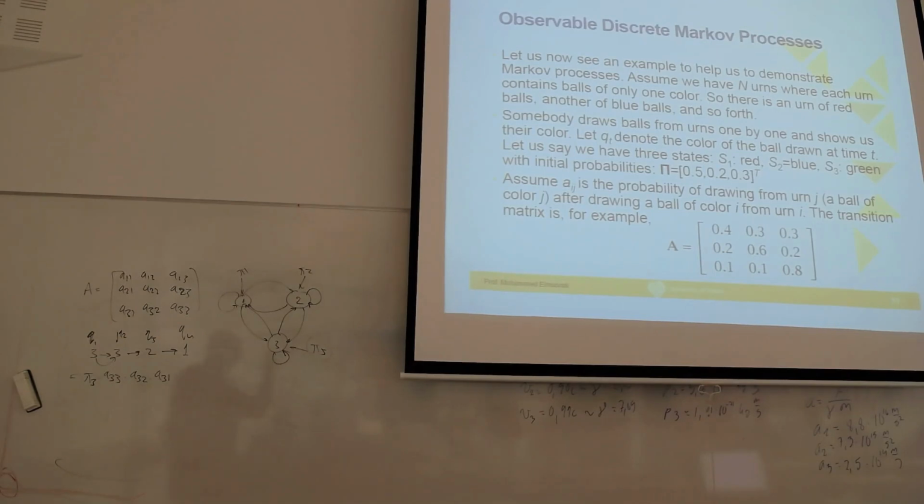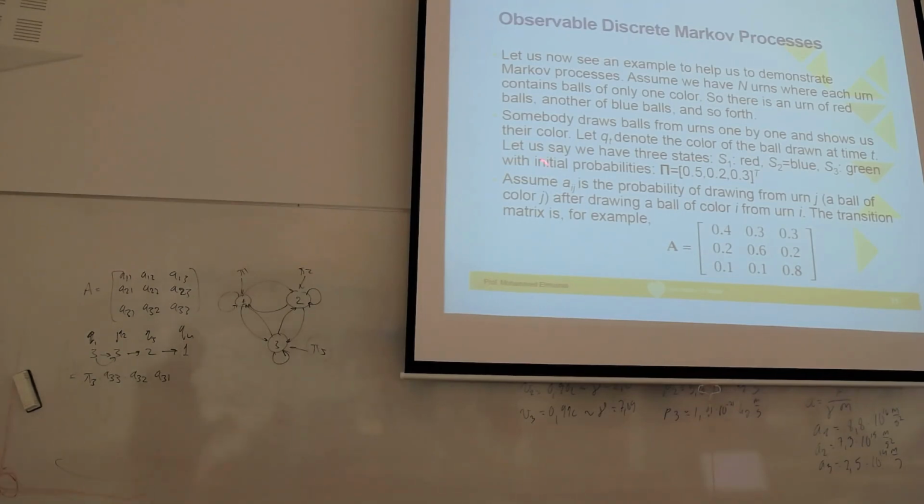Okay. Now I will have a simple example where we assume that we have three urns. Each urn has balls with the same color. So urn 1 has only red balls, urn 2 has only blue balls, and urn 3 has only green balls. And every time someone takes one ball out from an urn and shows it. That means we have 3 states here. State 1 is red, state 2 is blue, and state 3 is green. And the states are observable. Why? Because each urn has only one colored ball. If there are multiple colors, then it can be hidden, as we will see later. But now every urn has only one color.